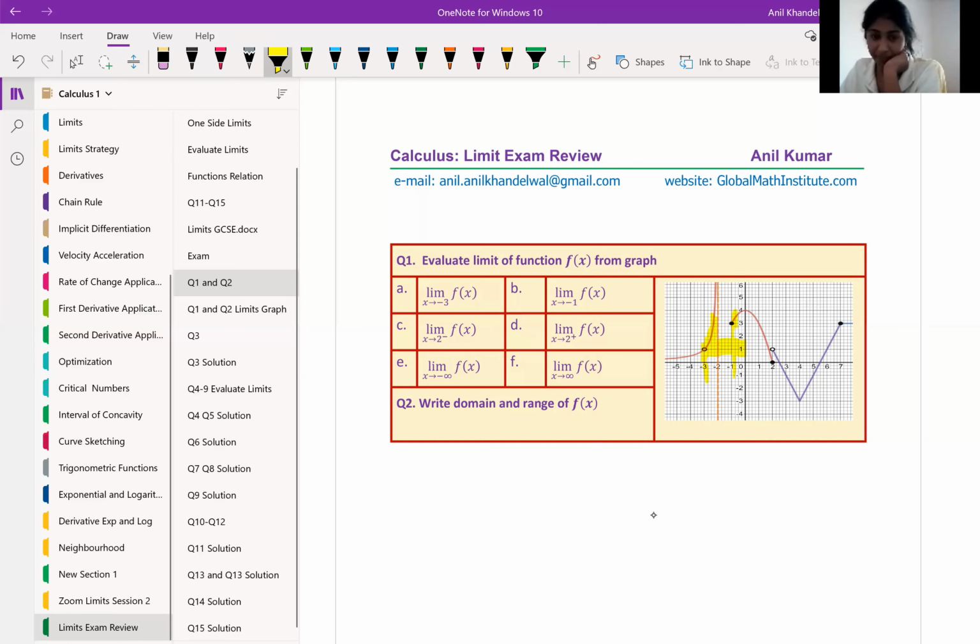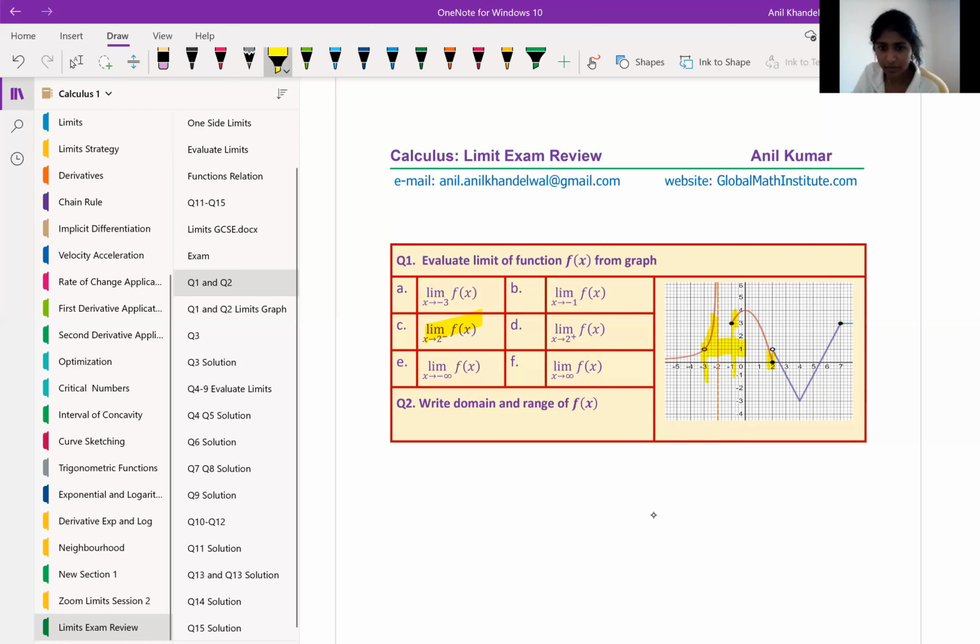All right. Number 1C, what is your answer? Limit of f of x when x approaches 2 minus, which means from the left side. Yes. I got 0. So when you're approaching 2 from the left side, 0 is the correct answer. That is right. D. From the right side, it is?